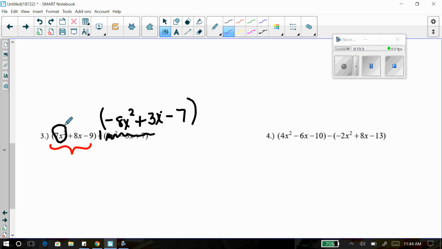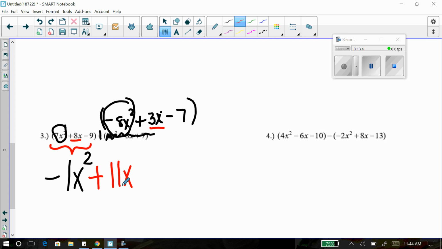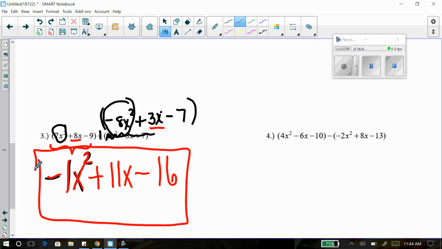Same thing. 7x squared plus negative 8x squared gives me a negative 1x squared. 8x plus 3x gives me an 11x. And negative 9 plus negative 7 is a negative 16. Again, if you need to use your calculator for those, totally fine. All right, that's my answer. Drag and drop your answer into that correct spot. You didn't know the answer because it should be the only one left. But let's do this together.